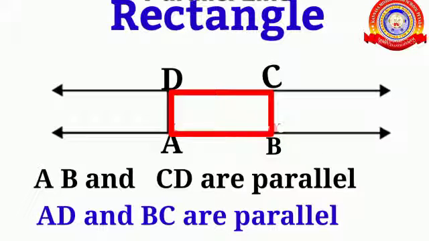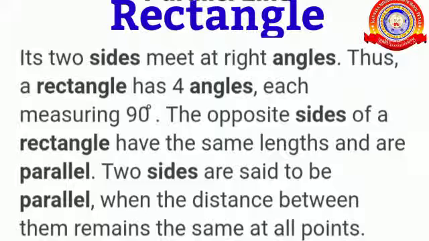We can conclude that for a rectangle, its two sides meet at right angles. Thus, a rectangle has four angles each measuring 90 degrees. The opposite sides of a rectangle have the same lengths and are parallel. Two sides are said to be parallel when the distance between them remains the same at all points.